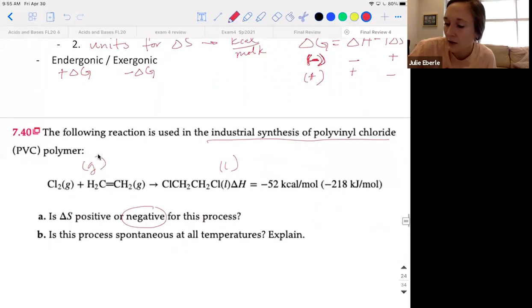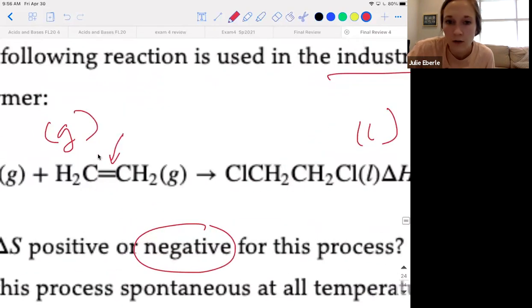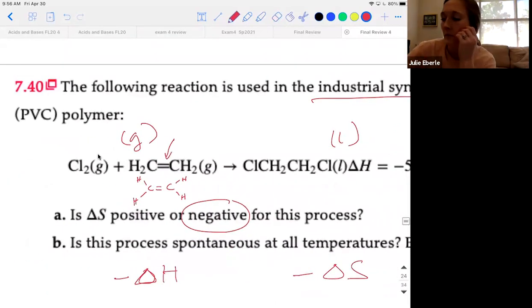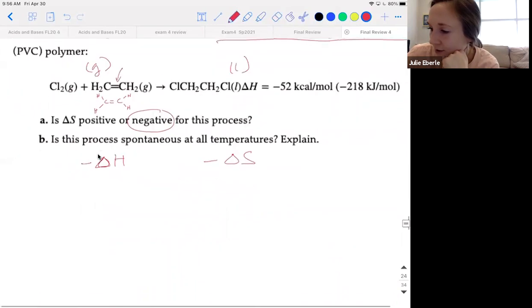Is the process spontaneous at all temperatures? So here's what we have. We have a negative delta H and we have a negative delta S. Remember, when they're both negative, what does the equal mean? Oh, right here, this equal, that's a carbon-carbon double bond. Yeah, there's a weird way of writing it. This molecule looks like this. Well, it's a terrible drawing. That's what it looks like. Good question, though. We don't see stuff like that much.